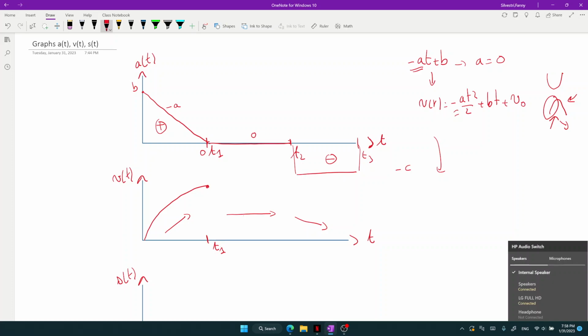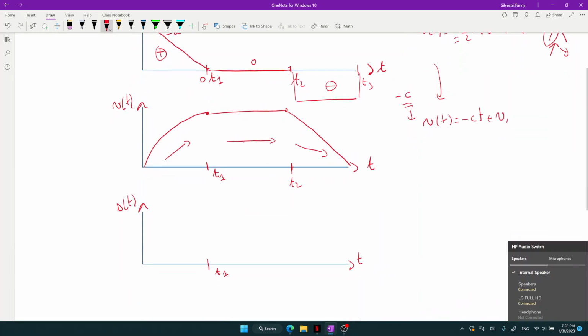After that, we say that v is constant, so that will be straight. And for the third segment, we have the acceleration that is equal to minus c. So if we take minus c, that will give us v of t equals minus ct plus v1, the initial velocity, but that's the initial velocity from t2. So that's just a line, and that decreases until t3. So this is for the velocity.